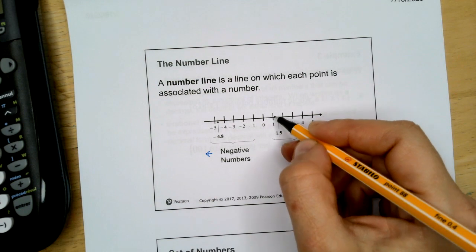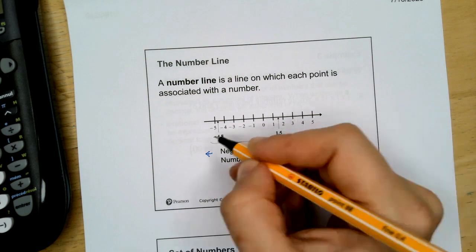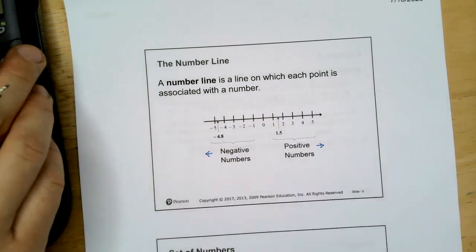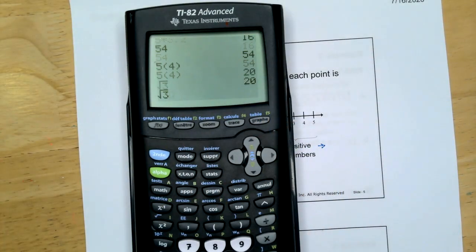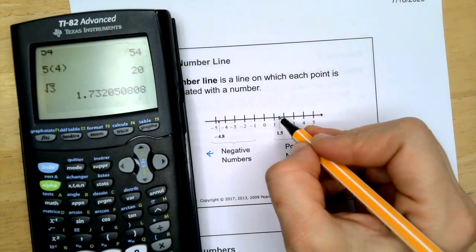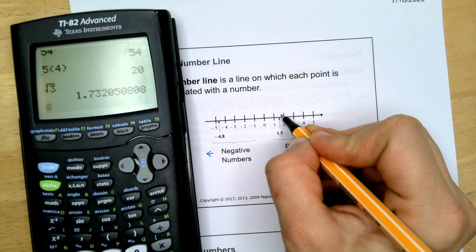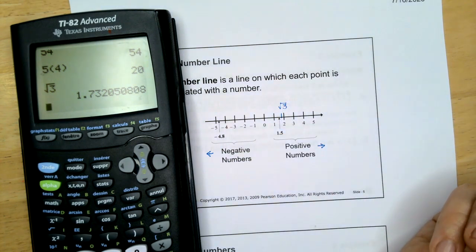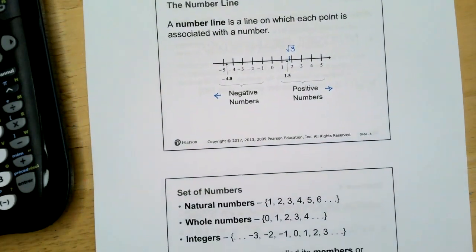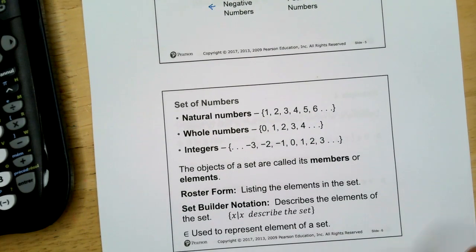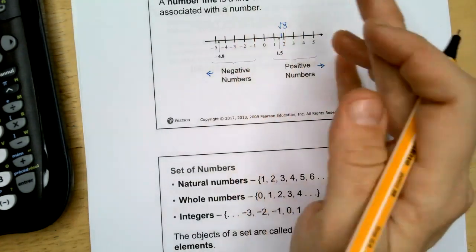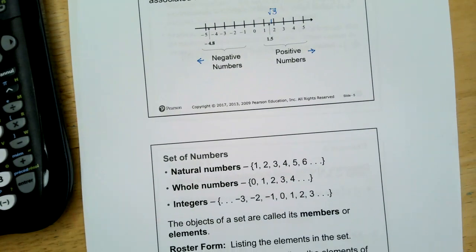Even though we don't have decimals marked here, you can still find 1.5. You can still find negative 4.8. It's still on there. Every number you can imagine is there. You can take the square root of 3, 1.7320, you can find that and put that on the number line. You can take a whole expression if you want and put it on the number line if there are no letters. Good. All right. So, did you know that 0 is neither negative nor positive? It's what separates the positive numbers from the negative numbers, but it is itself neither negative or positive.